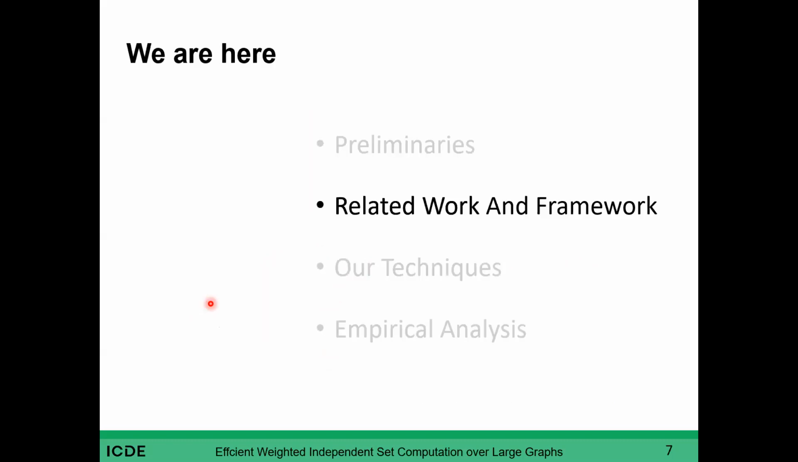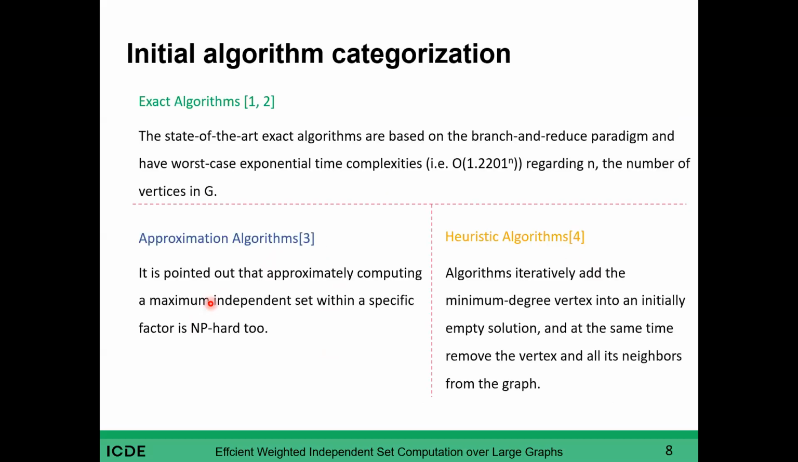In the next section, we'll introduce some existing work and frameworks so that you can understand our problem in a comprehensive manner. Initially, the solution can be divided into three branches. As a matter of course, lots of research was devoted to computing the exact answers. Among them, the most famous is a branch-and-reduce paradigm, whose complexity is bounded within 1.2 to the n, where n is the number of vertices.